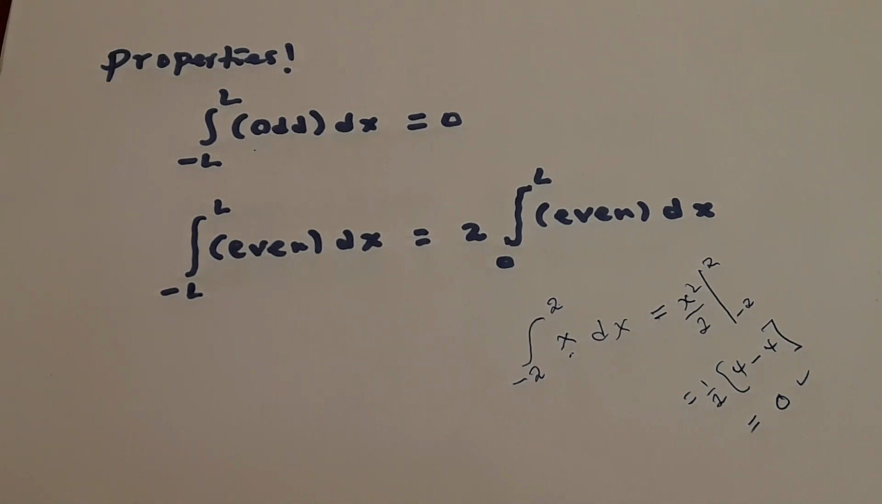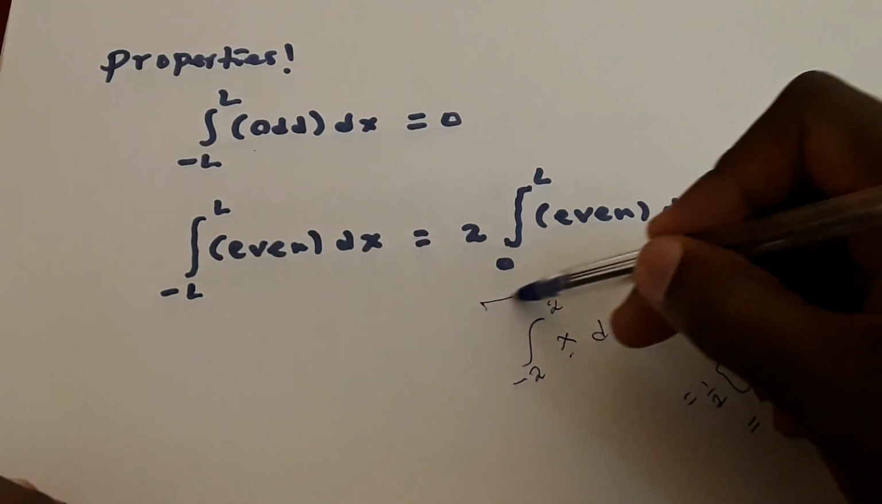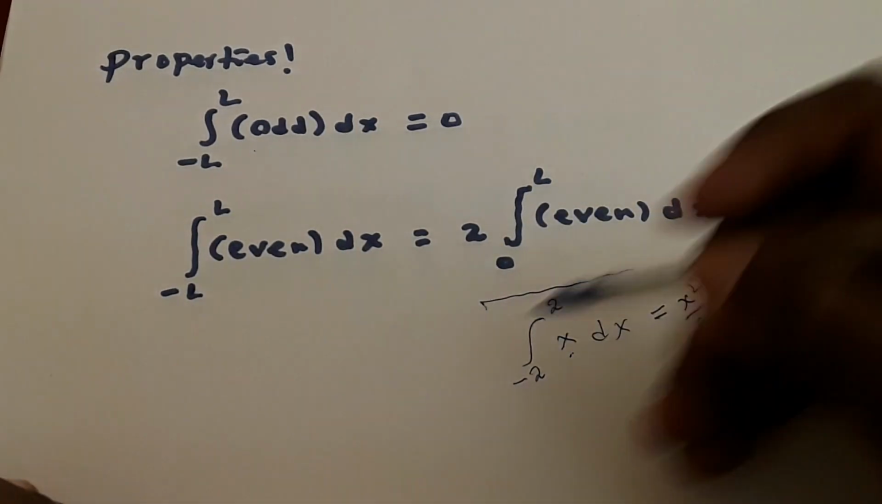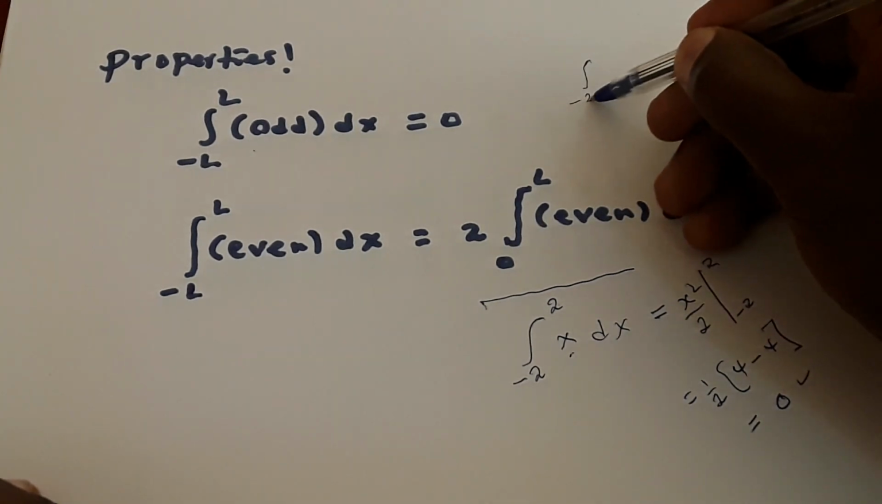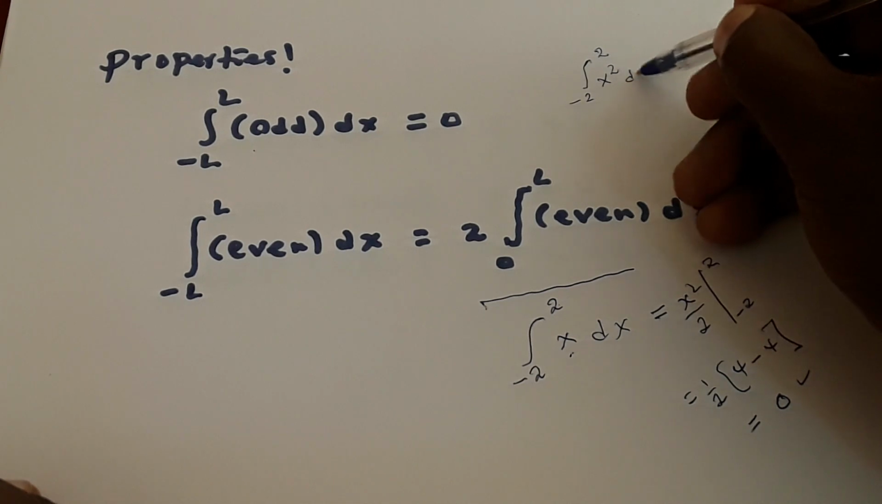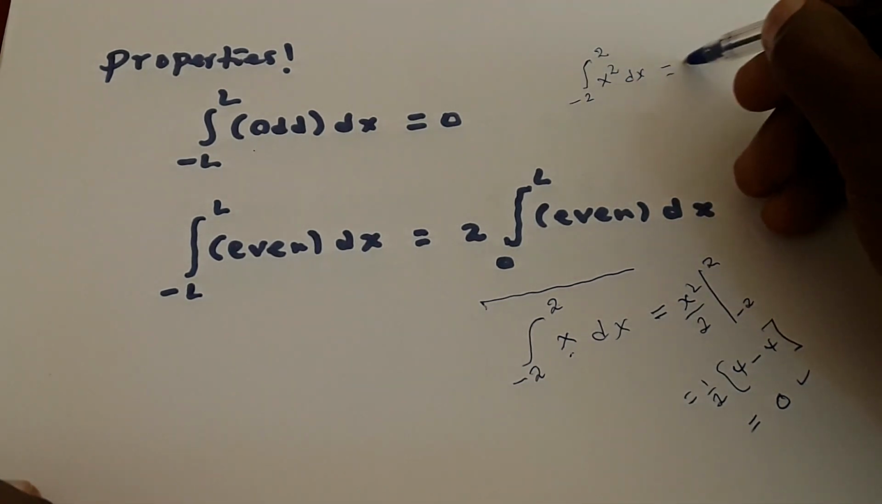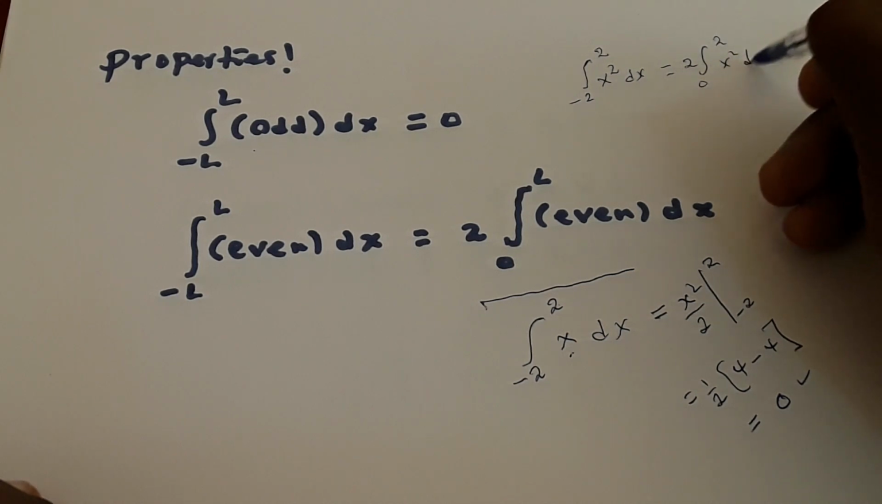minus L to L of an odd function, the integration is 0, whereas when you come to an even function, it just equals 2 times the integral from 0 to L. That simplifies our task. Let's say from minus 2 to 2, the same form, x squared is even, dx. This is 2 times the integral from 0 to 2 of x squared dx.